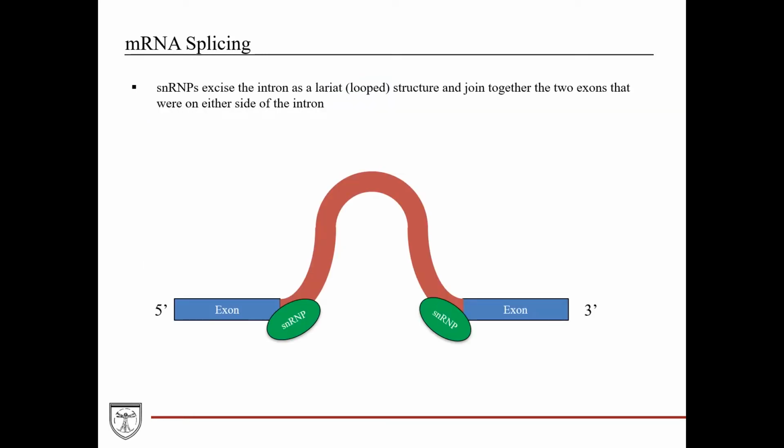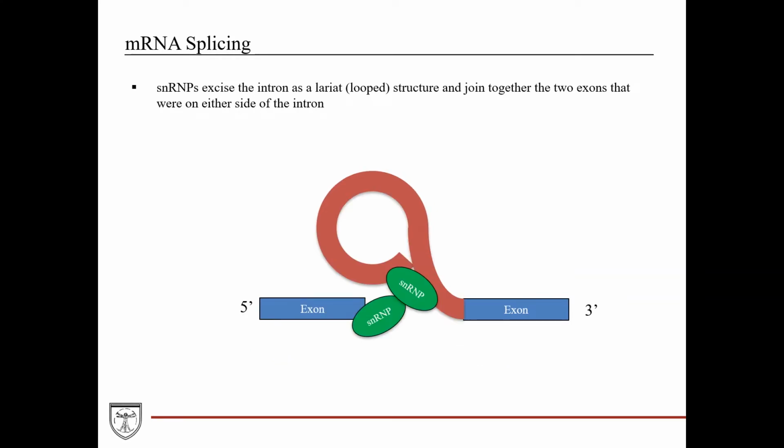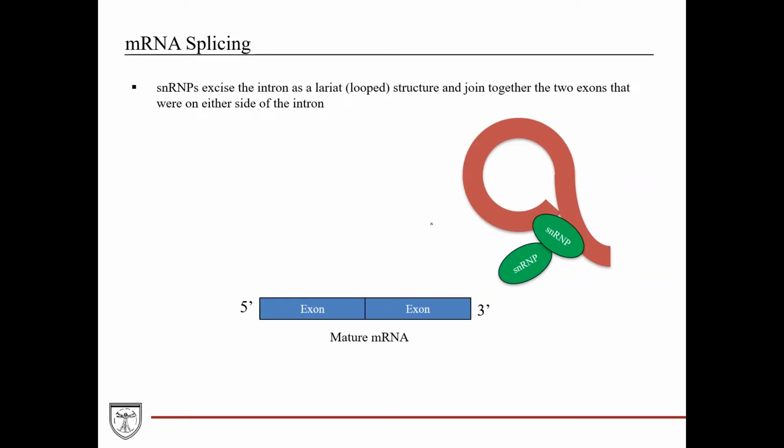So after the spliceosomes have formed at each splice site, they begin pulling the exons closer together, which then causes the intron to form like this, and they're getting ready to cut the intron out. They excise the intron, and it forms a lariat, or looped structure, and you can see that here. And then they completely cut out the intron, and then they join together the two exons that were on either side of the intron to form a mature mRNA that can then leave the nucleus and undergo translation.